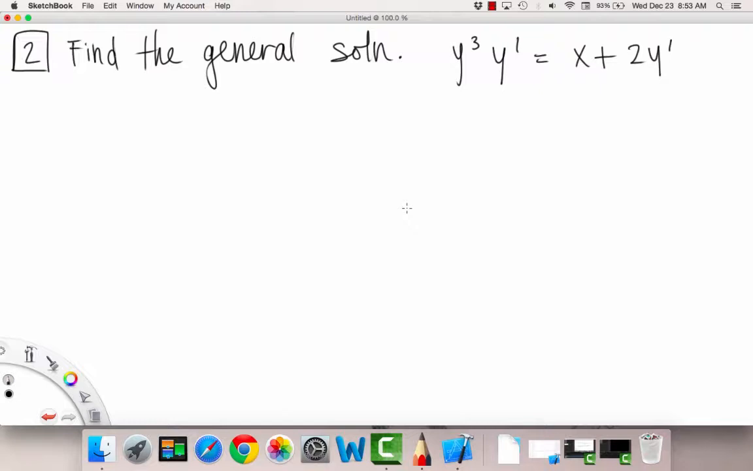They're not mine. Alright, problem number 2 tells us to find the general solution again, but to a different ODE, given by y cubed times y prime is equal to x plus 2 times y prime. Okay, so the first thing is, let's try to get all of the like terms together. Let me rewrite the problem first: y cubed times y prime is equal to x plus 2y prime.